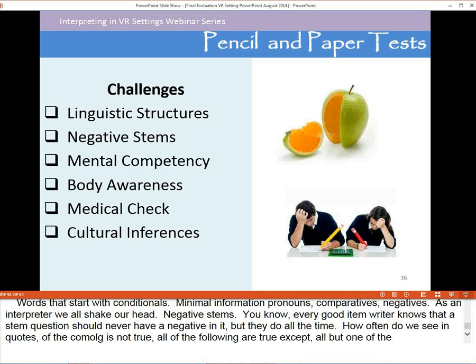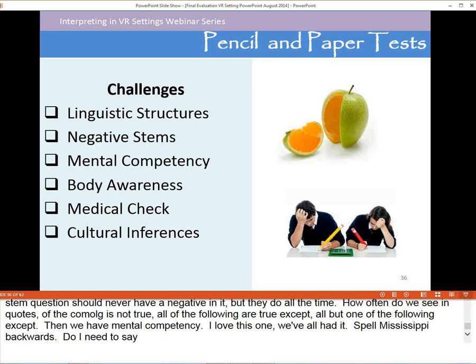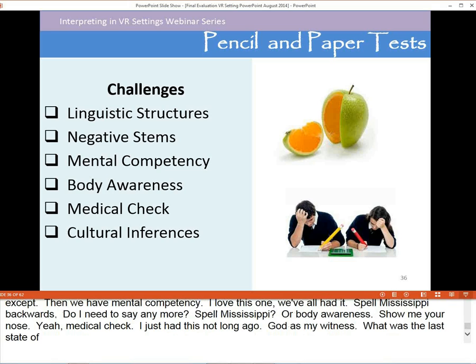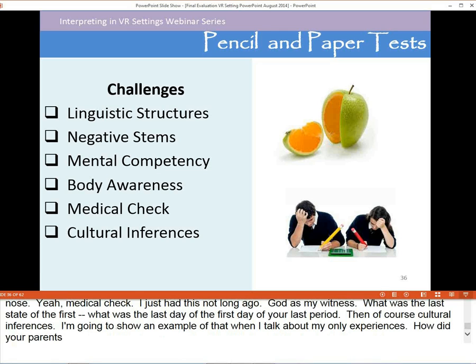And then we have mental competency. I love this one. We've all had it. Spell Mississippi backwards. Yeah, do I need to say any more? Or body awareness. Show me your nose. Medical check. Yeah, I just had this not long ago. I can't, as God is my witness, what was the last date of the first day of your last period? And then, of course, cultural inferences. And I'm going to show an example of that when I talk about one of my own experiences. But, yeah. How did your parents discipline you when you were a child? Well, I was at the state school for the deaf. Next slide.